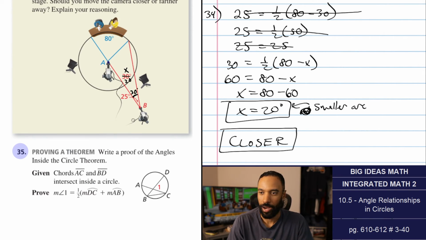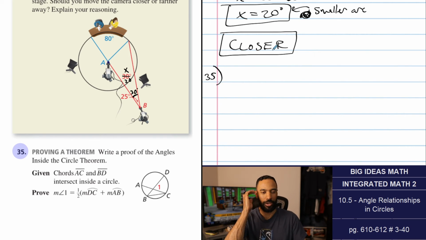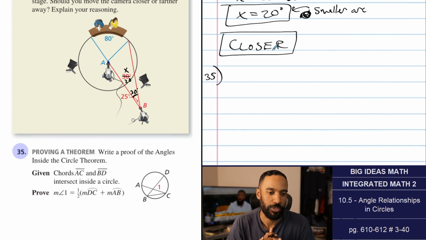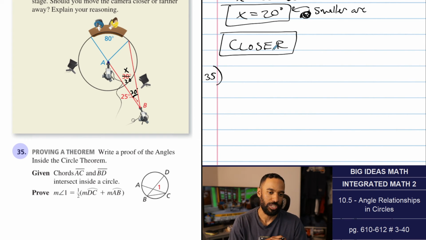All right, number 35, proving a theorem. Write a proof. I had my own version of the proof, but we'll see if we can come up with an actual one. Write a proof for the angles inside the circle theorem. Given chords AC and BD intersect inside a circle, prove that the measure of angle 1 equals half of the measure of arc DC plus the measure of arc AB.